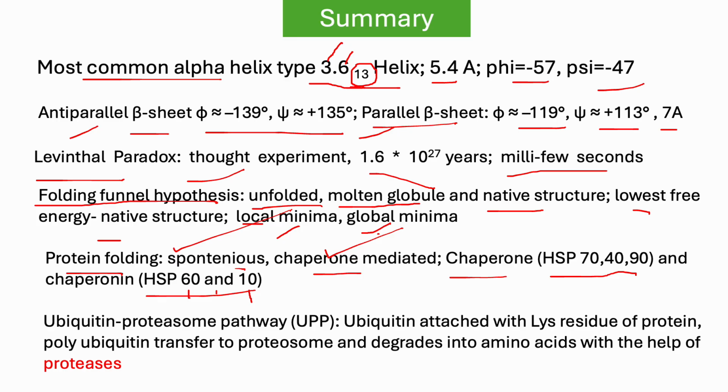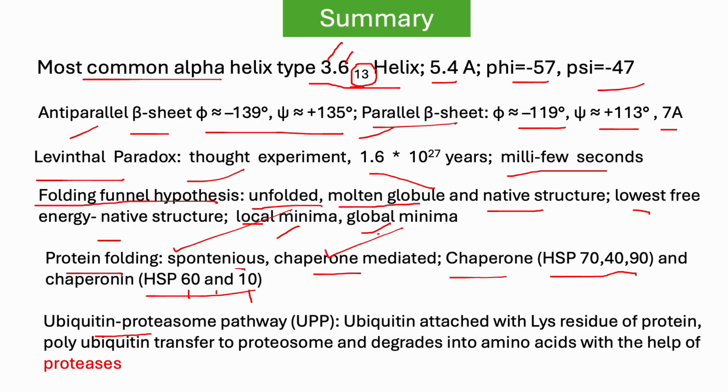And what is the ubiquitin-proteasome pathway? If any misfolded protein occurs, it's very common, so many misfolded proteins can occur, as I told earlier. So this misfolded protein can be degraded into fresh amino acids through a system. This system is known as the ubiquitin-proteasome system.